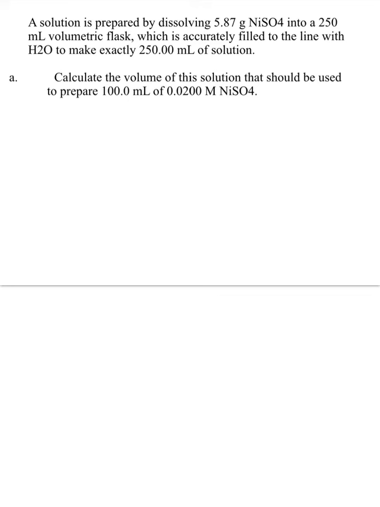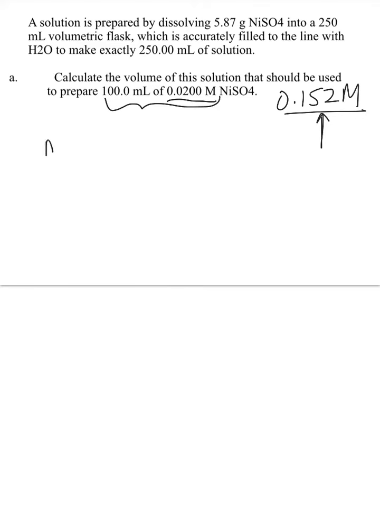Now remember, that solution that we just made was 0.152 molar. That was our original solution. And so what we're planning to do here is to take a portion of the more concentrated solution, and dilute it in a 100 milliliter volumetric flask so that our final solution concentration is 0.02. So all the moles of nickel sulfate that are going to be in this final solution have to come out of the more concentrated solution.